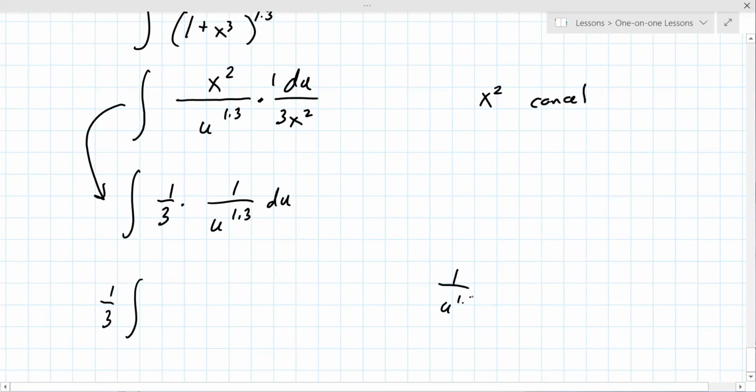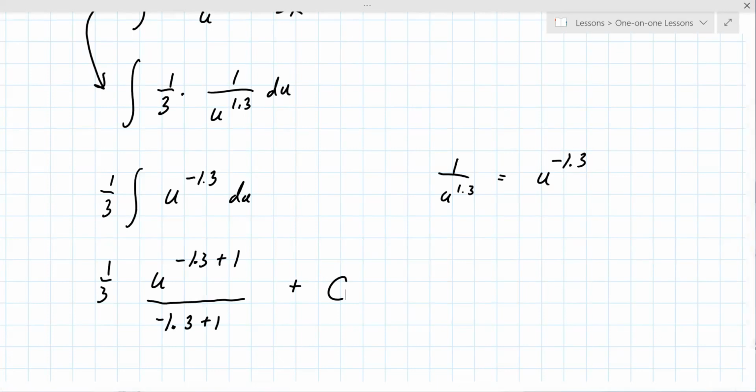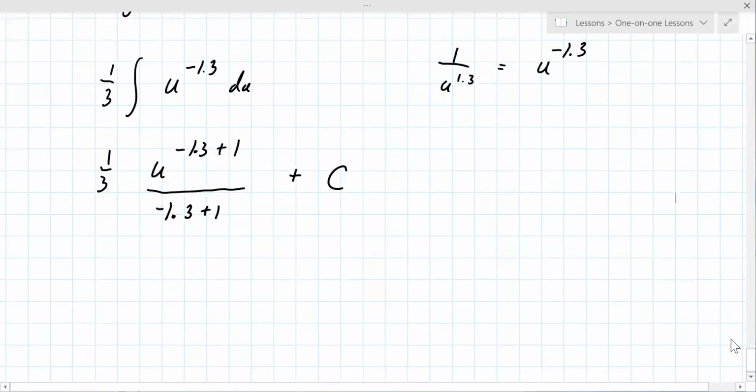So 1 over u to the 1.3 is equal to u to the minus 1.3. If you move something from the bottom to the top, you negate it. And the reason you do that, it's just easier to work with integrals when you have an exponent, not a 1 over something to an exponent. Because the power rule here says, take that 1.3 and add 1 to it, negative 1.3. Your new bottom is negative 1.3 plus 1 plus c. All right, now we write 1/3 u to the minus 0.3 power over negative 0.3 plus c, and your u, if you recall, was the 1 plus x cubed.